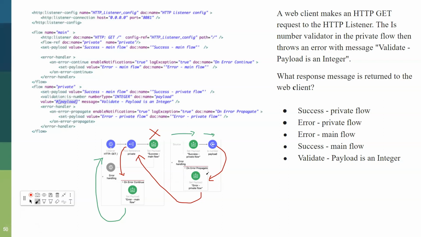If this is on error continue in the private flow, since it gets resolved and it goes as success to the flow reference, then it continues to the subsequent processors. However, if in the private flow we have on error propagate, it comes with an error object, and in the main flow, once it gets thrown to the error handler, it doesn't go to the subsequent flow. So it should be error main flow. The answer should be this payload that we are setting here.